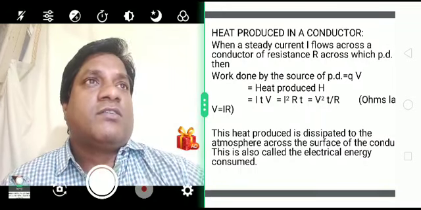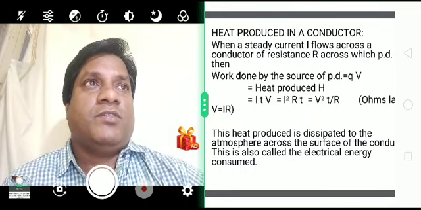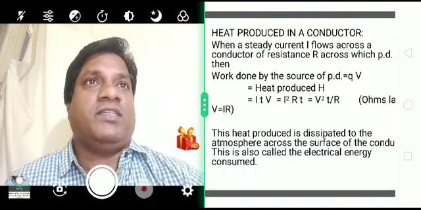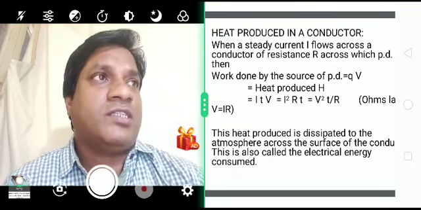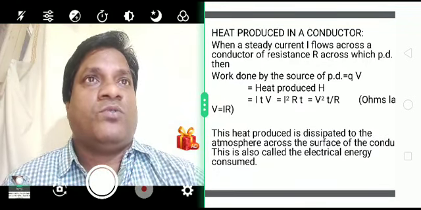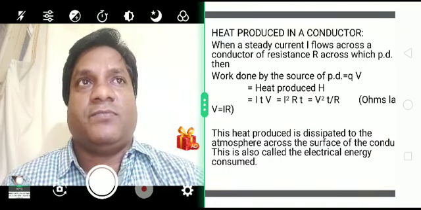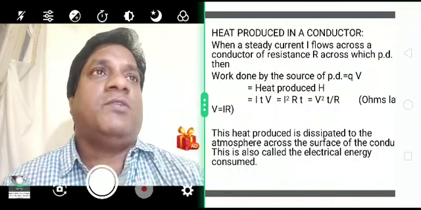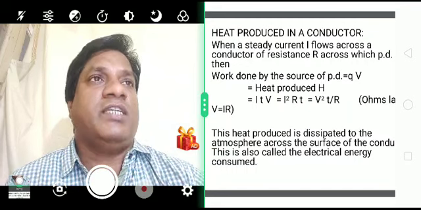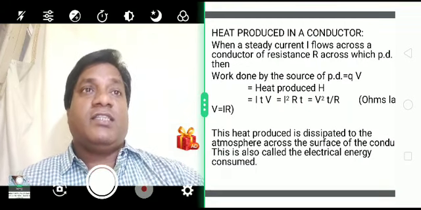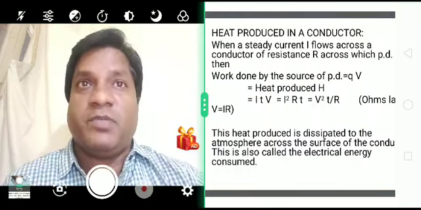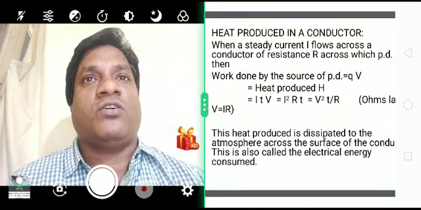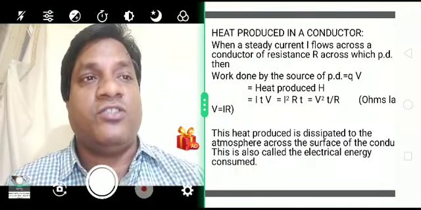Now see, current is charge per unit time, so charge is I into t. So QV becomes I t into V. And according to Ohm's law, since V equals IR, it becomes I squared R t. And again using Ohm's law, I squared is equal to V squared by R squared, so the heat produced becomes V squared t divided by R. This heat produced is dissipated to the atmosphere across the surface of the conductor. Now this energy is also termed as electrical energy consumed.